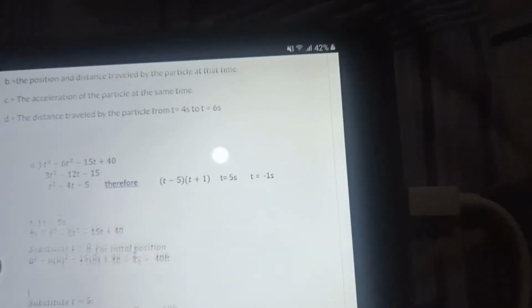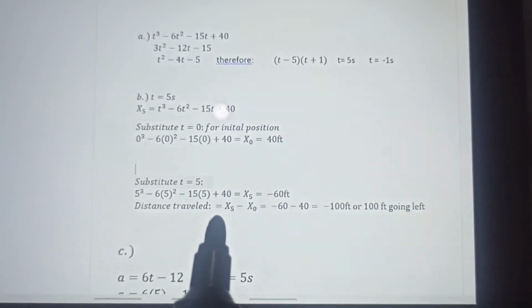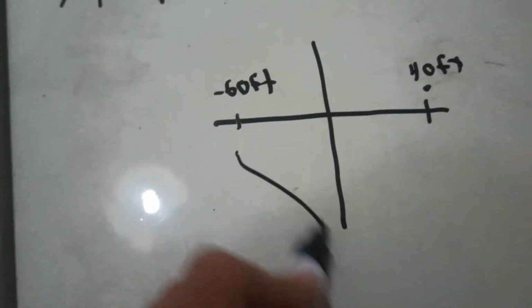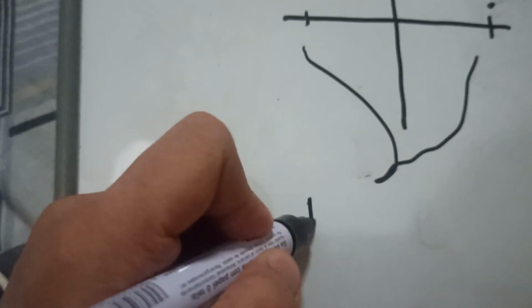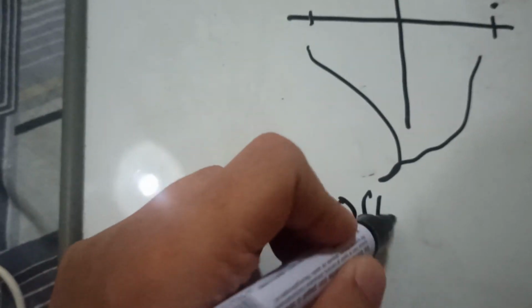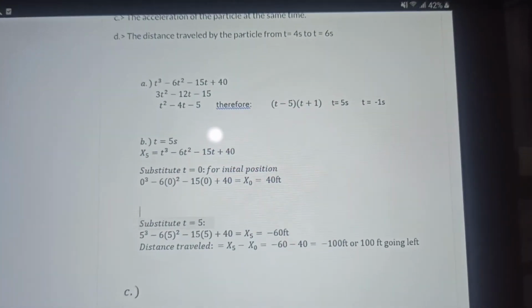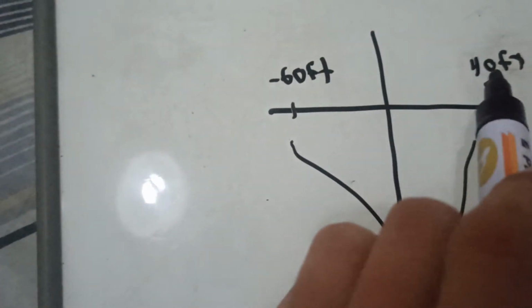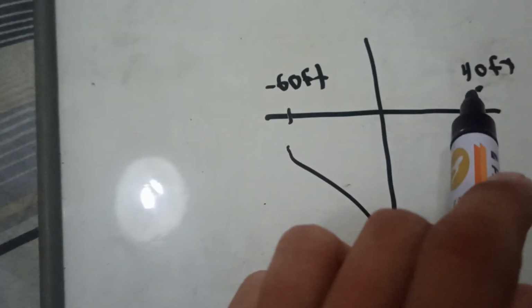So, its total distance traveled is x5 minus x0. If you notice on the Cartesian line, 40 here, 60 here, the total distance is 100 feet. That is where we got the 100 feet, going to the left. It goes from here to here, towards the left.